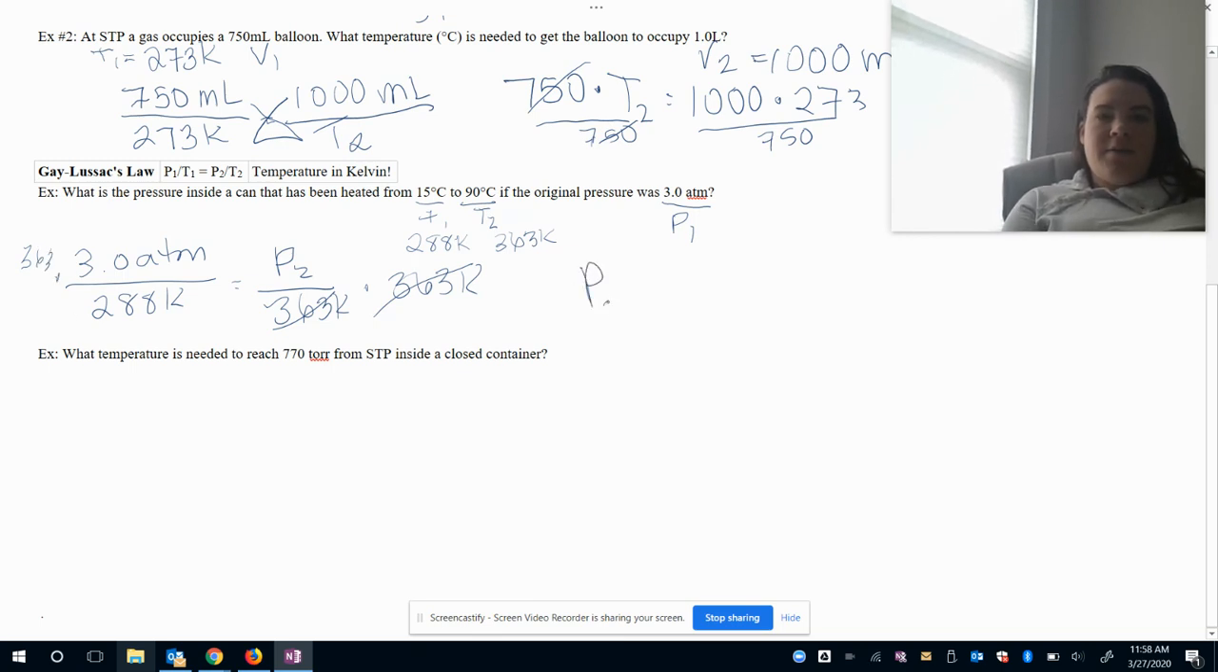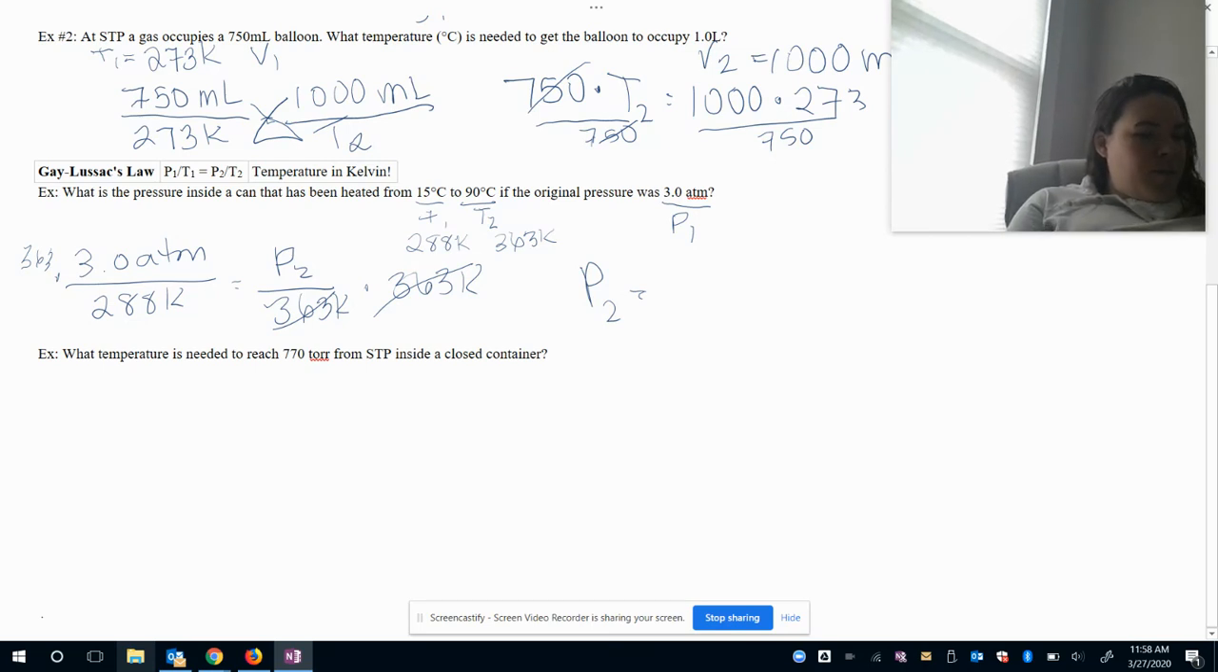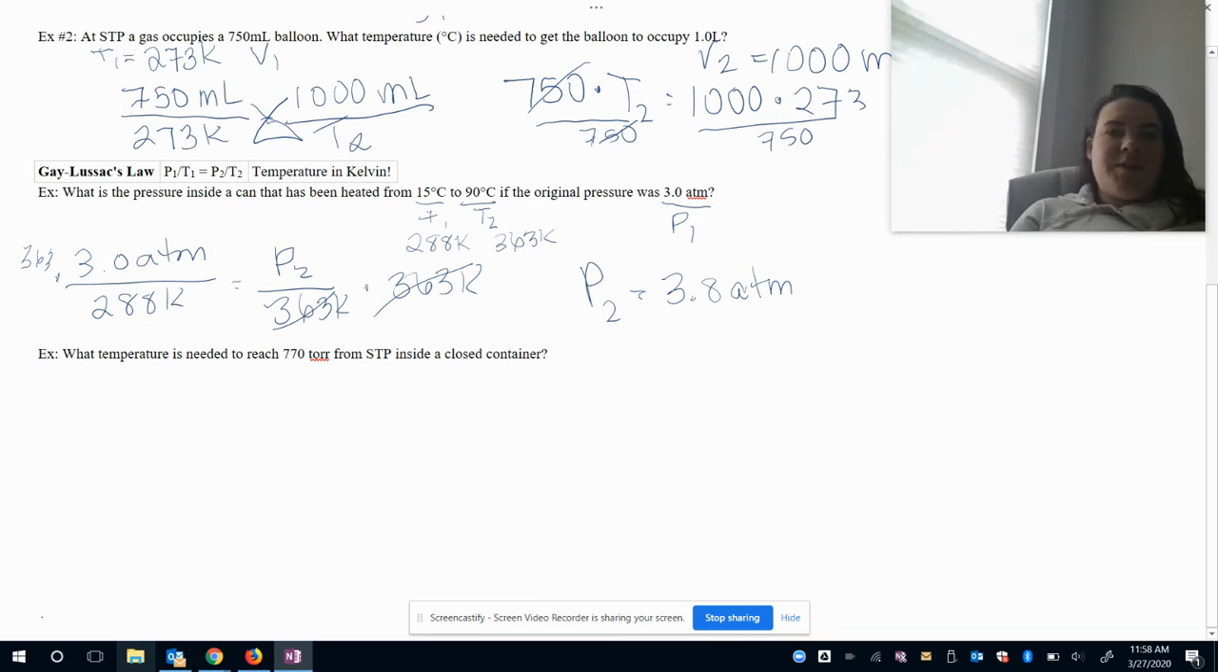And that gives you a P2 value with 2 sig figs because of the atmospheres. That would be 3.8 atmospheres. So that's a pretty big temperature change. It didn't bring the pressure up that much. You got to change temperature a lot to make a difference.